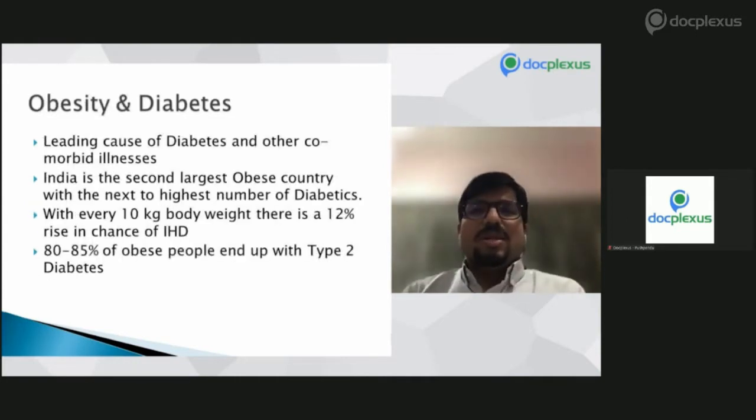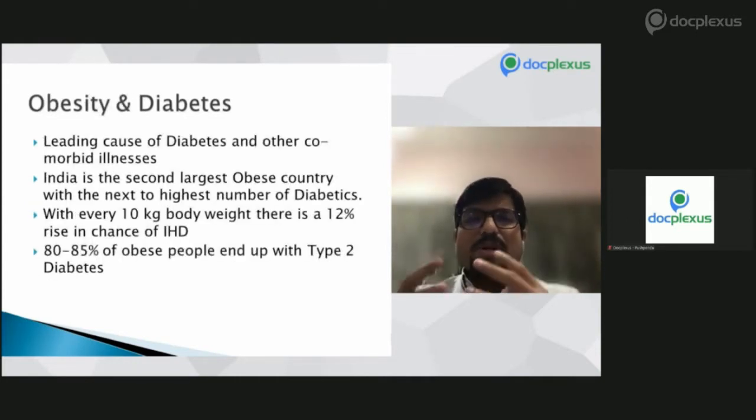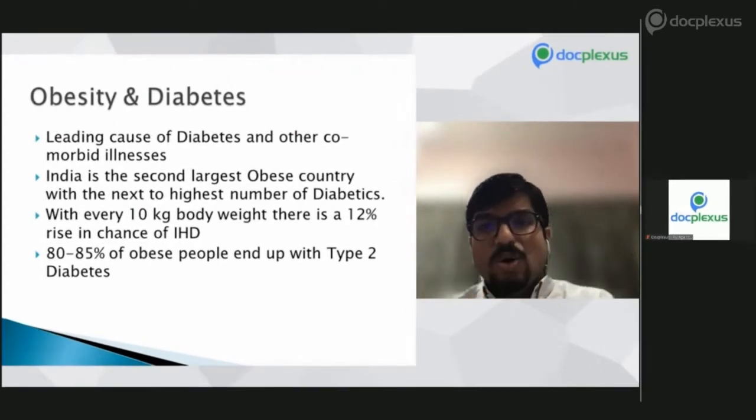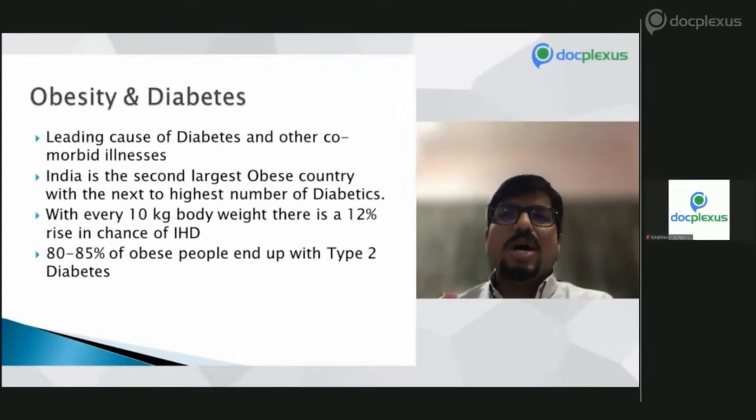So let's look at obesity and diabetes in a major aspect. We all are aware that diabetes is one of the leading causes of death in this world. And one of the leading causes of diabetes is obesity by itself. India is, as you all know, the second largest obese country with next to the highest number of diabetics. Very importantly, you need to understand why obesity is so important to be looked upon in controlling of diabetes.